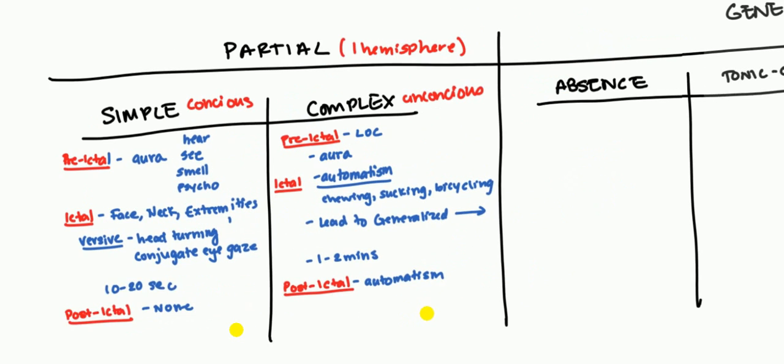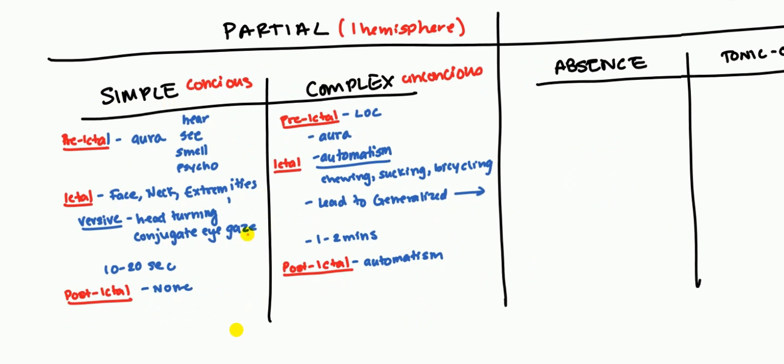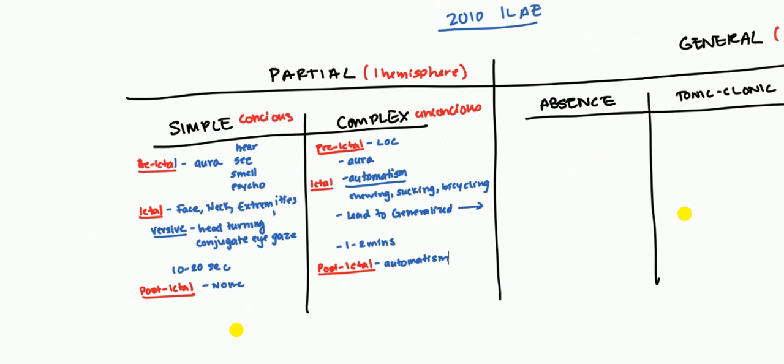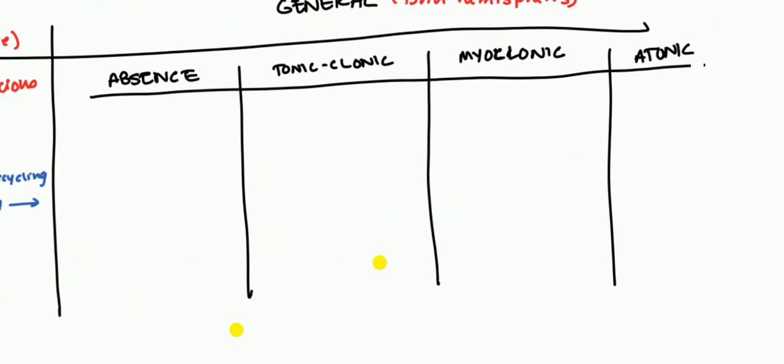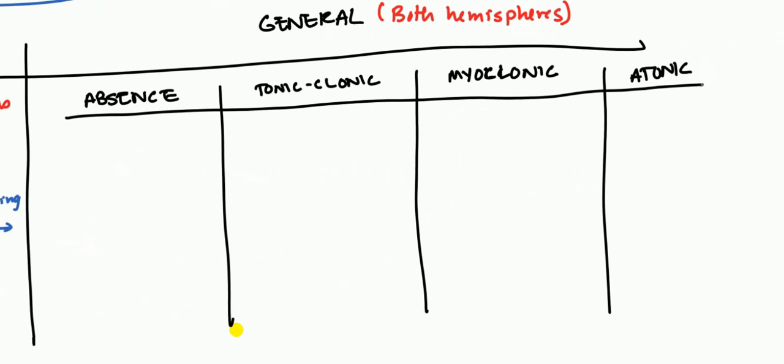So that is the partial seizures. So we have simple, where they have consciousness and it lasts about 10 to 20 seconds, and then we have complex, where they become unconscious and it lasts 1 to 2 minutes. So now we'll go over to generalized, and again, just to recap, there's absence, Tonic-Clonic, Myoclonic, and Atonic. Absence has another name called petit mal, and Tonic-Clonic is often called grand mal seizure.